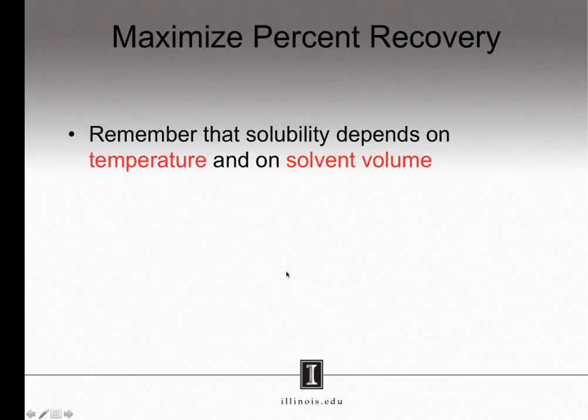When performing a recrystallization, the goal is to purify your compound. However, if you lose half of your compound in the process, that doesn't sound very efficient, does it? What can we do to maximize our percent recovery? Remember, solubility depends on the temperature of the solvent and on the solvent volume.